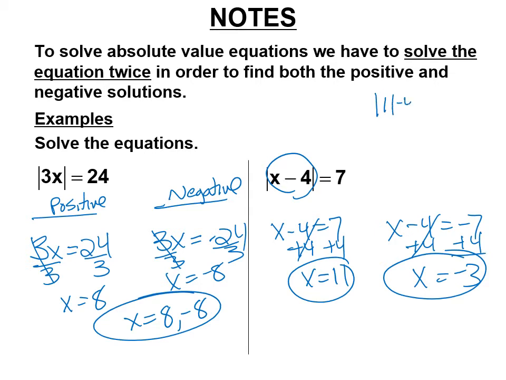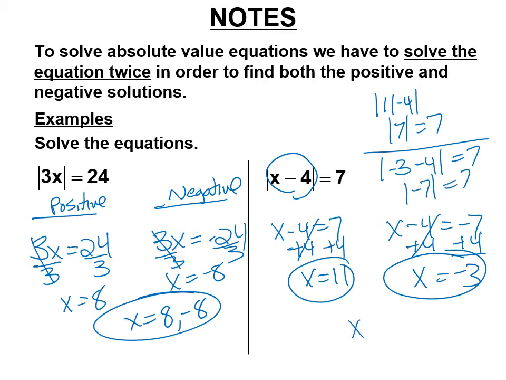So 11 minus 4 is 7. Absolute value of 7 equals 7. If I put -3 in there, not as obvious, -3 minus 4 is -7. Absolute value of -7 equals 7. Yeah. So there are two solutions. You can write them in either order, and they are not always opposites. Sometimes they are.